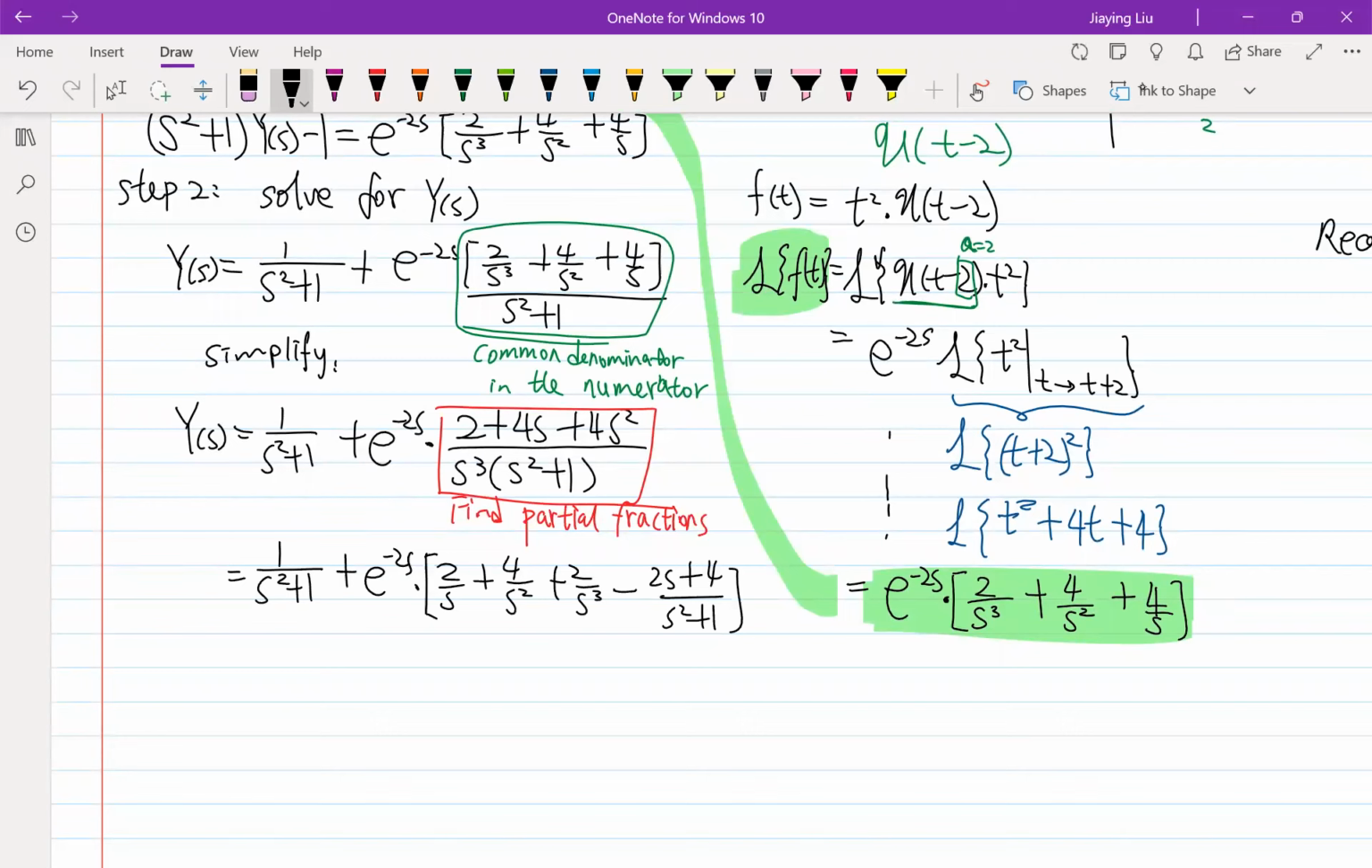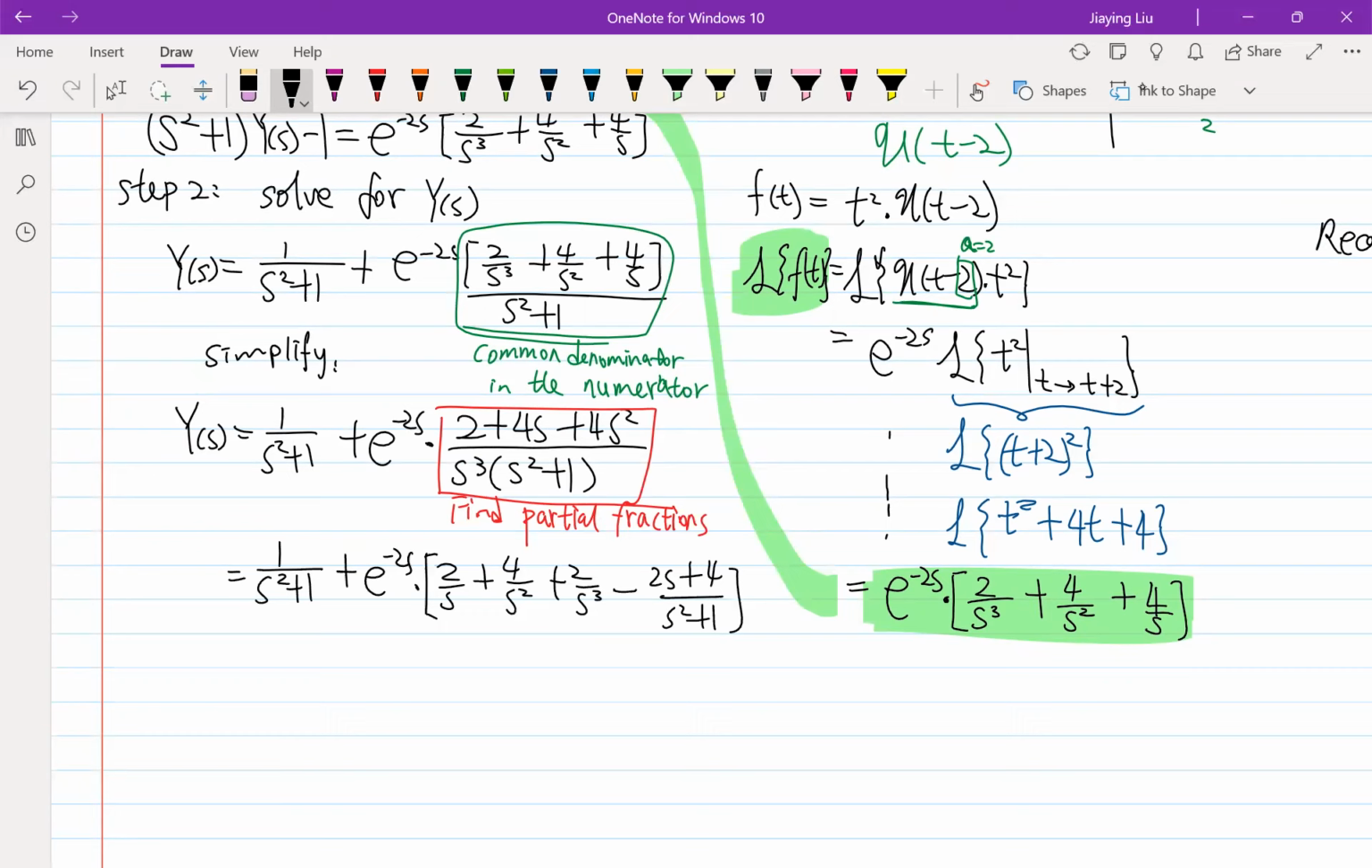And this is pretty good. So now we can actually try to find the inverse, because we get 2 over s, 4 over s squared, 2 over s cubed. That's all fine. Even though the last fraction is still complicated, we can split it into 2 fractions when we need to. So it's not that bad.